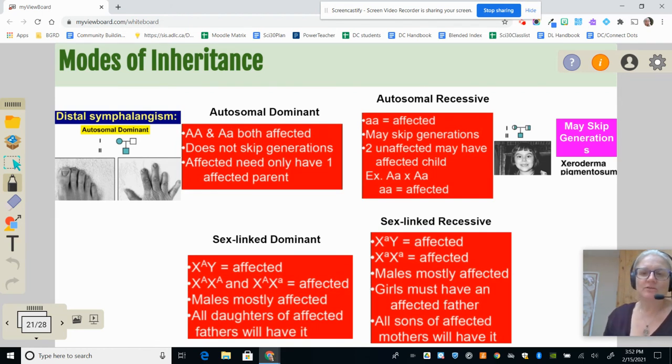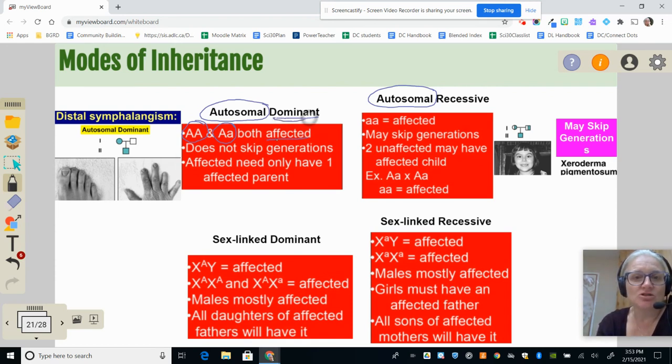Okay, so we've looked at a little bit about this in the past. Let's pull it all together and look at a few more examples here. So remember, autosomal traits are not sex-linked traits. It doesn't matter if you're a boy or girl, you can get these no matter what. They're not carried on the X or Y chromosomes. If it's an autosomal dominant trait, that means both homozygous dominant and heterozygous people will be affected.